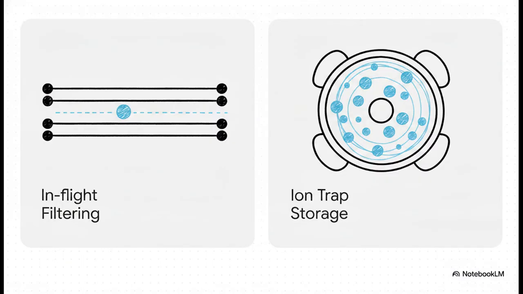Now, let's contrast that linear setup with its closely related cousin, the quadrupole ion trap. The linear quadrupole filters ions in flight, letting them pass through the tunnel one by one while the rest are destroyed. But the ion trap, it captures and holds all the ions at once.